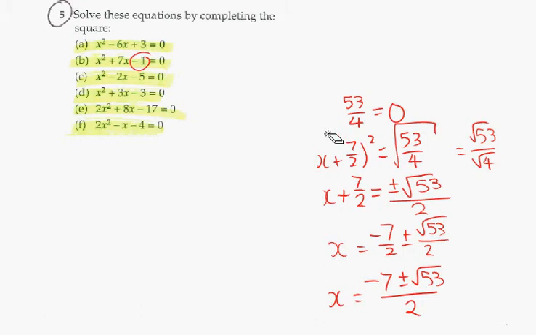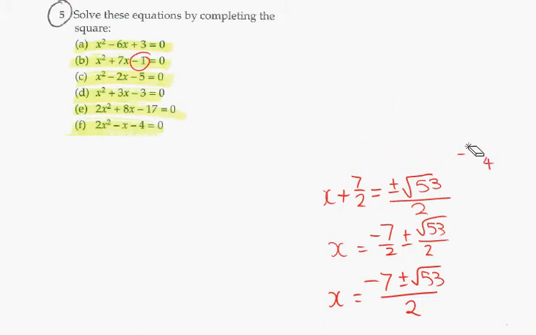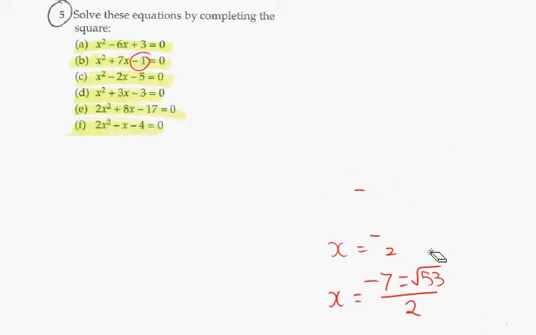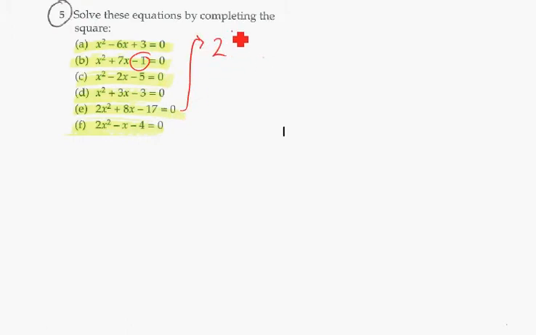This one, part E, is going to require us to start by taking out a factor of 2. It's not common, but it will leave us with a coefficient of 1 for the x squared term. So we'll try E. Let's take out the 2, leaving me with x squared plus 4x minus 17 over 2 equals 0.